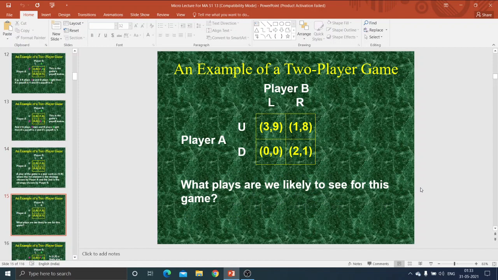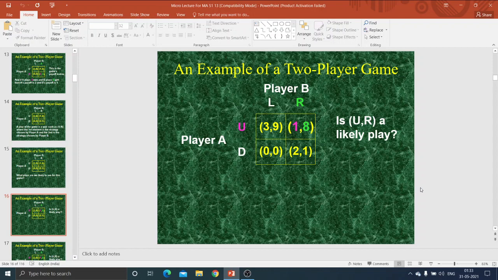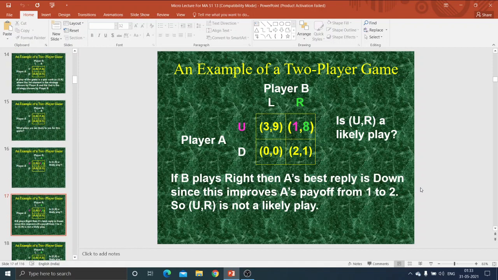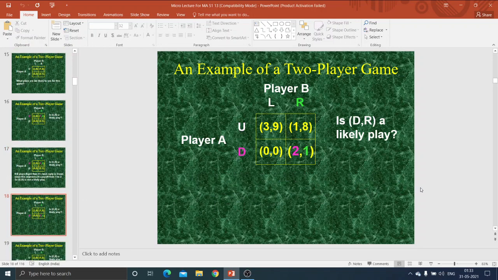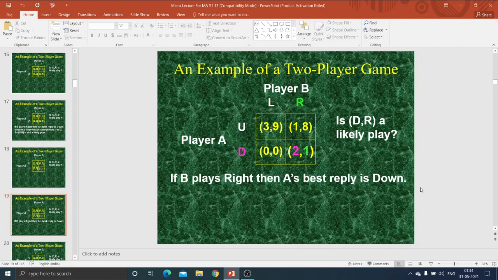So what plays are we likely to see for this game? This is a very important question. If you ask whether UR is a likely play, the answer is: if B plays right, then A's best reply is down, since this improves A's payoff from 1 to 2. So UR is not a likely play. That is the first conclusion. Now the second cell, DR, that is down and right: is it a likely play? The answer is, if B plays right, then A's best reply is down.